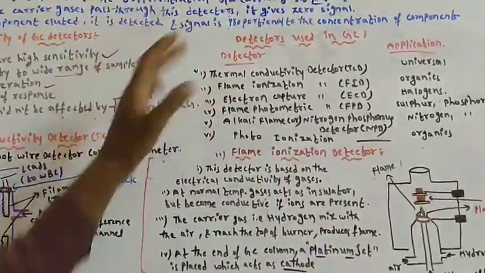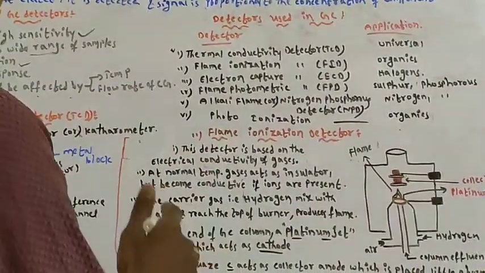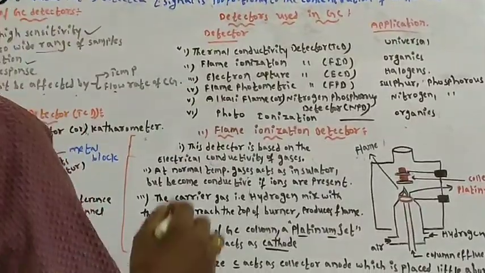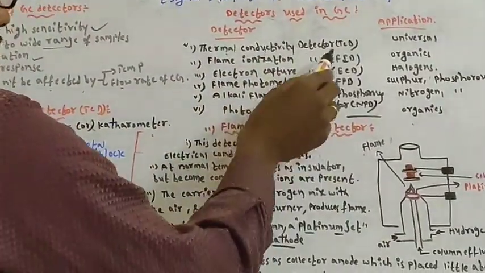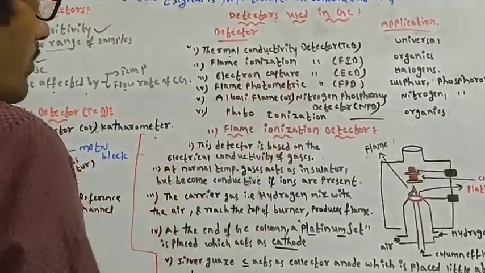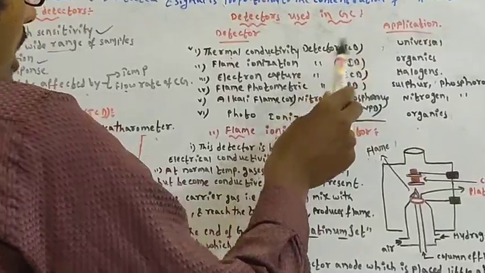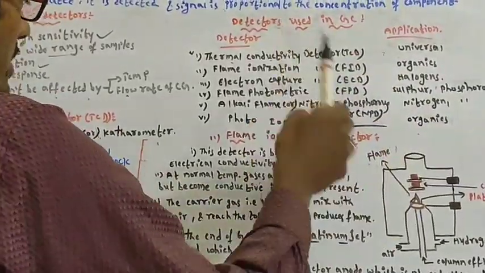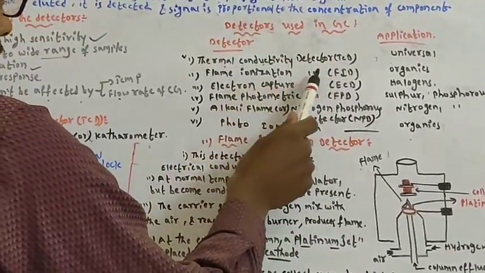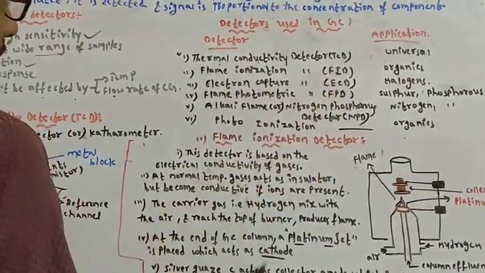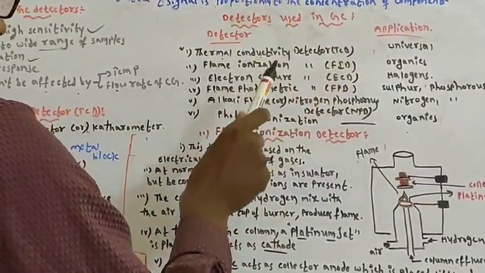Then, many detectors are used in gas chromatography. Here I have given the list. Let's see one by one. First, the thermal conductivity detector, shortly known as TCD. It is a universal detector, meaning all kinds of samples can be detected by using thermal conductivity. Then the flame ionization detector, simply FID. Only organics can be detected by using flame ionization.